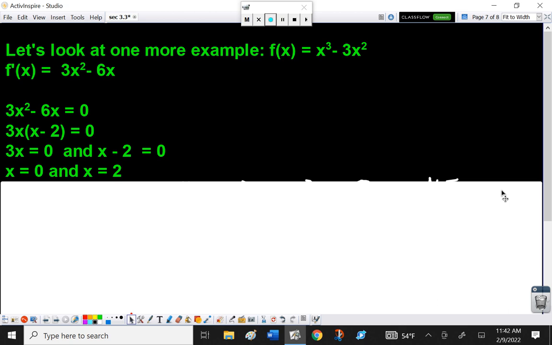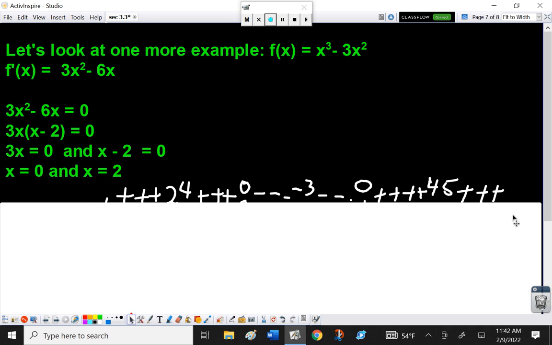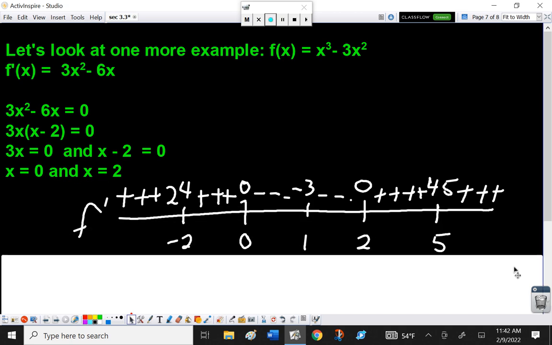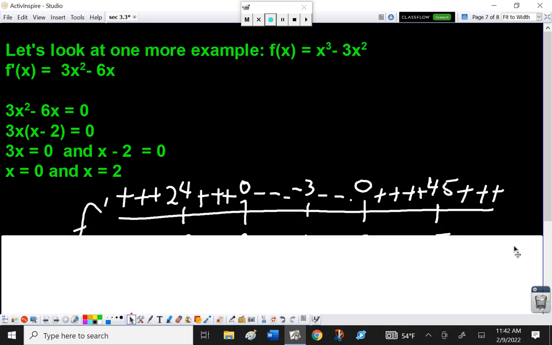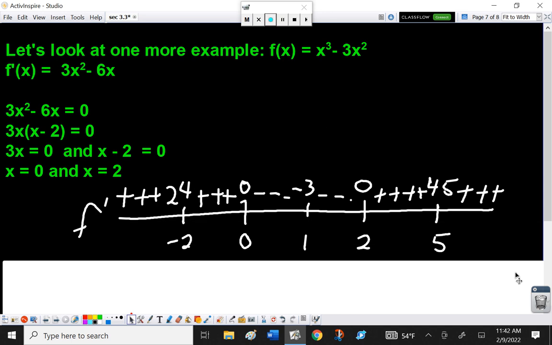We have two critical numbers here, ladies and gentlemen. Two critical numbers. When we draw our number line, we're going to consider those two critical numbers. Sorry about that. So let me highlight these real quick. The two critical numbers that we found were 2 and 0. These are our critical numbers. That's where the derivative is 0.